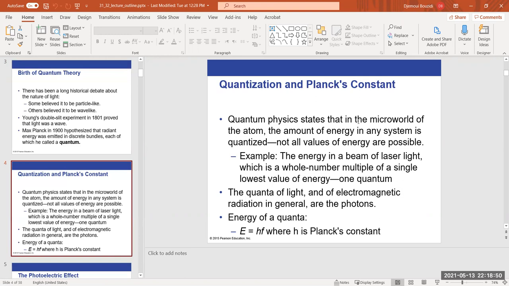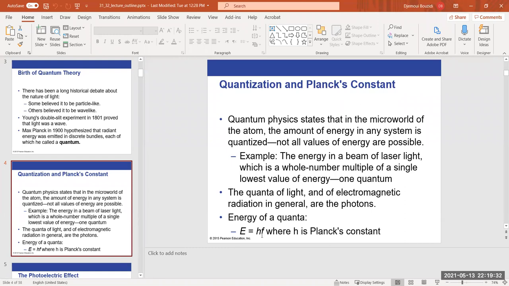So again, quantum physics states that in the micro world of the quantum view, energy is quantized, not a continuous value but discrete values. Okay, the quanta of light and of electromagnetic radiation are called photons. So photons are the particles of light. They're the messengers of the electromagnetic interactions. So they carry information. For example, an electron is going to interact with another electron by repelling it, so they exchange photons. This is actually in the language of modern physics, which is quantum field theory, which is even more precise than quantum mechanics.